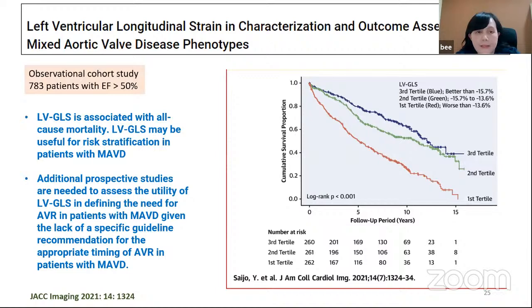Now, moving on, I'm just going to be touching on mixed aortic valvular disease and the use of LVGLS as a risk predictor. As we all know, aortic regurgitation can be associated with a degree of aortic stenosis, and this paper is interesting in that it looked at whether LVGLS can be used to re-stratify patients having mixed aortic valvular disease. And again, this paper showed that LVGLS was an important predictor of mortality, with a value worse than minus 15% conferring a higher risk of mortality in these patients.